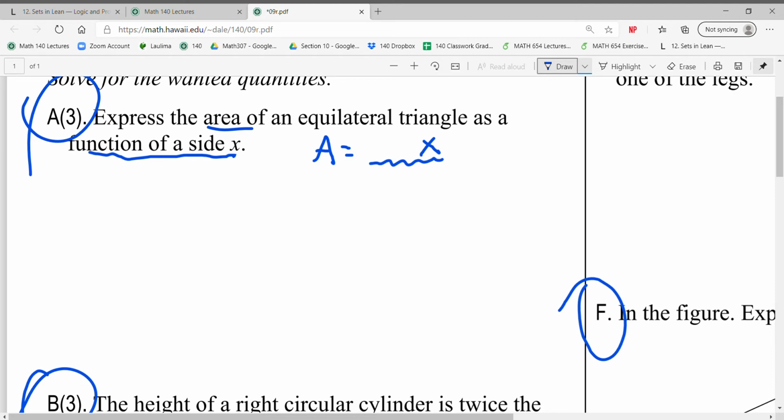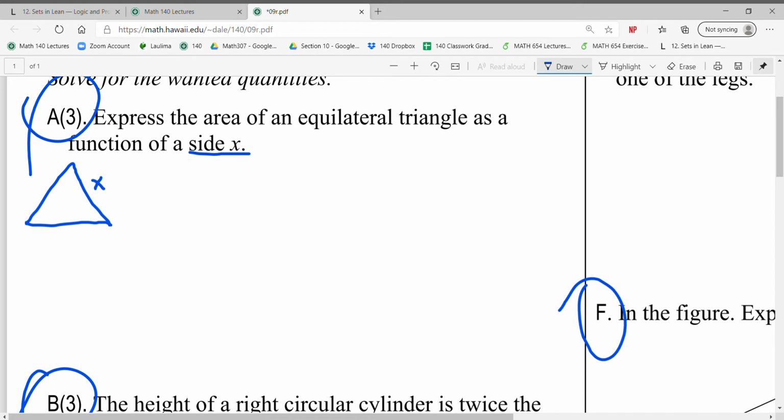So let's go ahead and just draw what this looks like. Let me erase this for a second. So I've got an equilateral triangle. That just means all of the sides are equal. So I'm going to draw this, and boom, that's pretty close to an equilateral triangle. As a function of a side x, one of the sides is x. Well, it's equilateral, so that means all of the sides are x. So I'm just going to put x like that.